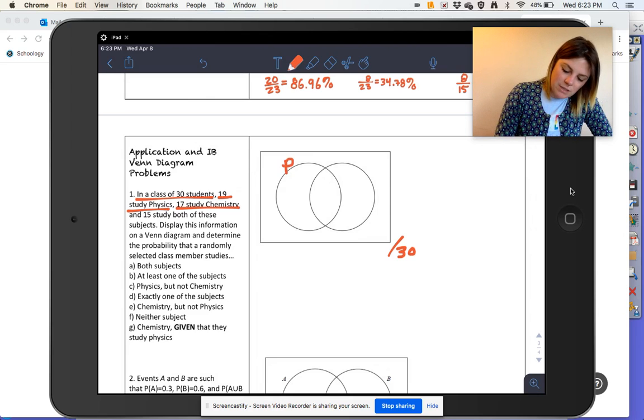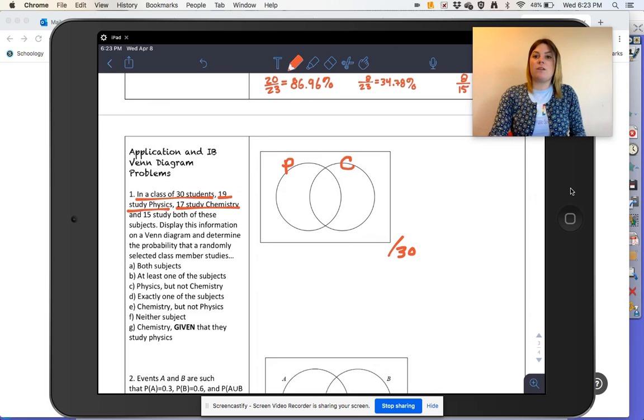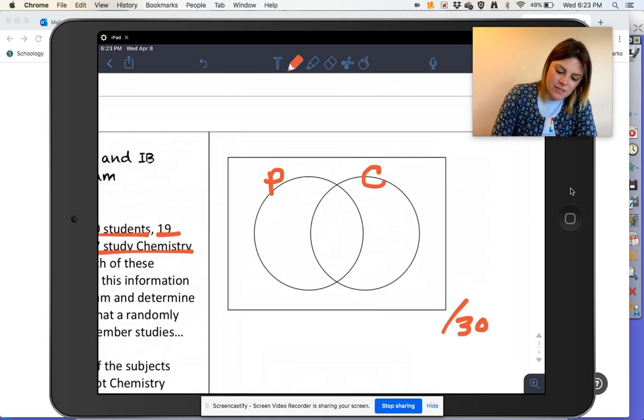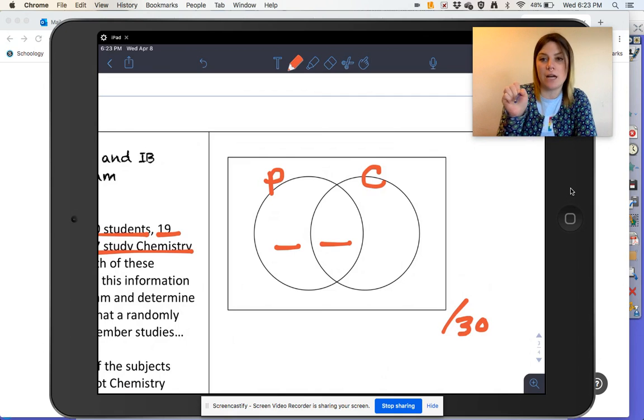So to keep things clear, I'm going to use P and C instead of A and B. And when they say 19 study physics, they mean 19 that just are in physics and that overlap with chemistry, right? So those two things are going to add up to 19. So where can I store this information in my picture so that I'm not confused? What I'm going to do is I'm going to put a little 19 in parentheses next to the P. Now that indicates to me that there's 19 total in the whole circle, but I still need to figure out how much is in each part of the circle.